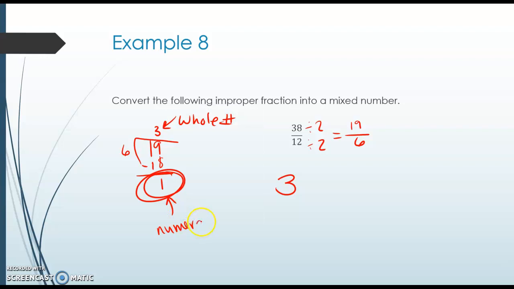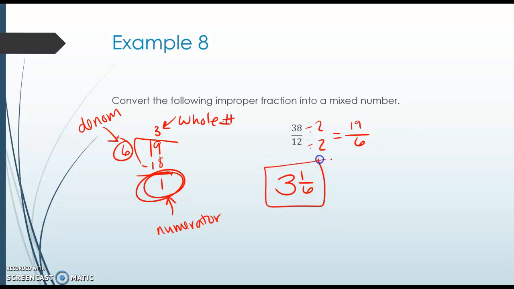That's going to go on top, and our denominator, what we were dividing by, that's still going to be my denominator. And so we end up with 3 and 1/6.